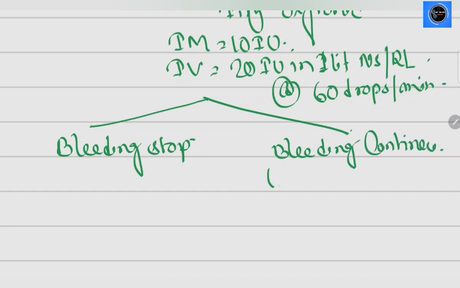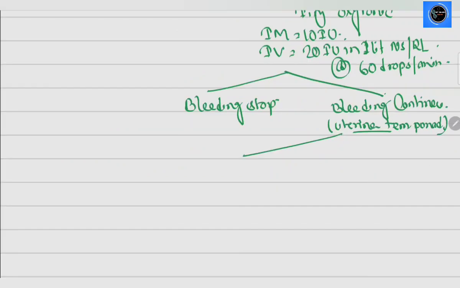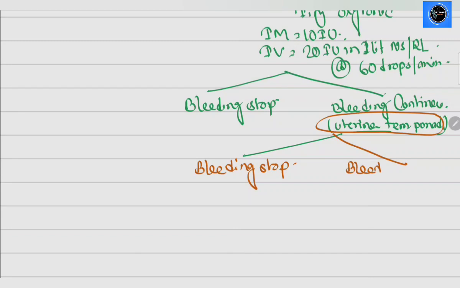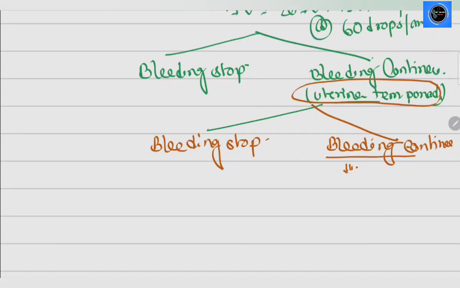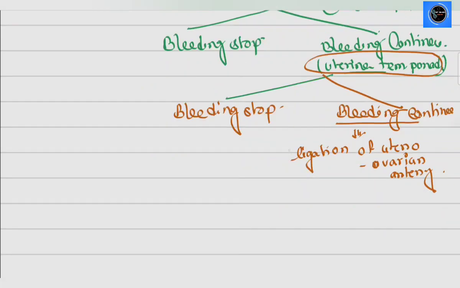in this condition you can perform uterine tamponade. After performing uterine tamponade, maybe bleeding stops. But yet bleeding is continued. For that case, you can perform ligation of utero-ovarian artery. This procedure is also called B-Lynch brace procedure.